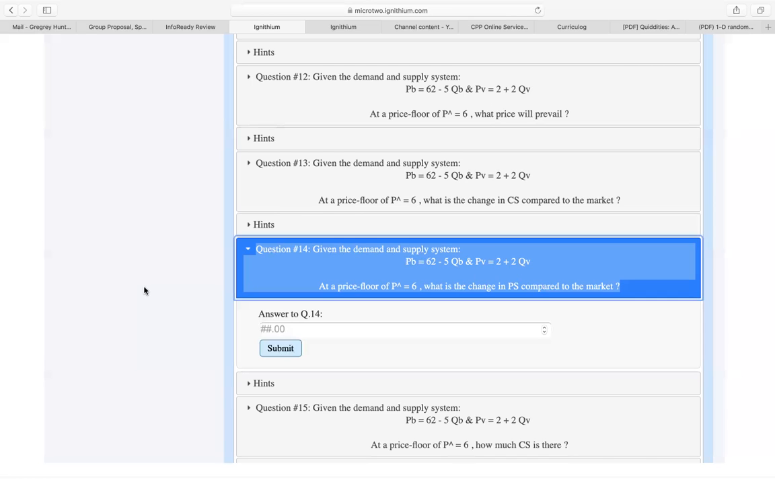I think not okay. What are you struggling with? I can draw the supply and demand, but the price floor, I don't know where it sits. Well, you can see it's going to be at a price of 6, right? It's just going to be a straight line, a flat line, right? At a price of 6. Oh, okay.